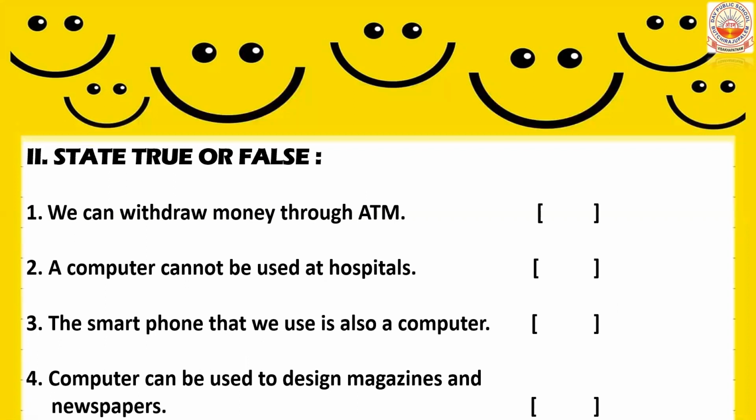Now let us see the next one. It is true or false. We can withdraw money through ATM. Can we withdraw, children, from ATM? Yes, it is true. A computer cannot be used at hospitals. So it is false. Computers are used in hospitals. The smartphone that we use is also a computer. So you all know that the smartphone is also a computer. So it is true. Computer can be used to design magazines and newspapers. Is it true, children, or false? It is true. So they are used to design magazines and newspapers.